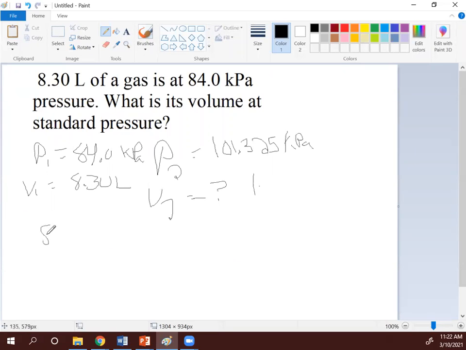Went up, so what's volume going to do? Go down. So 84.0 times 8.30 equals 101.325 times X. I got 6.88, and 6.88 liters. So that one got a little more difficult because you had to look up standard pressure. All right, one last example.